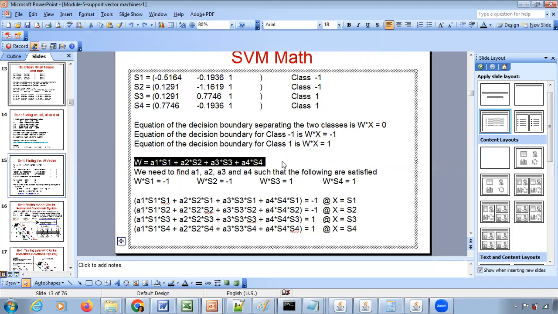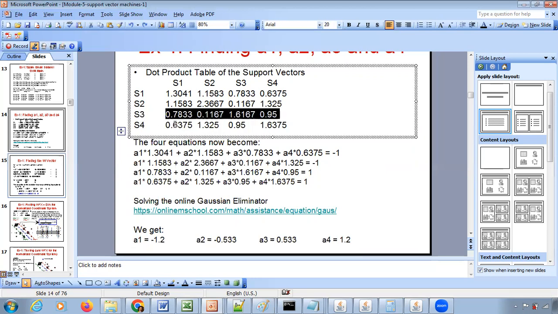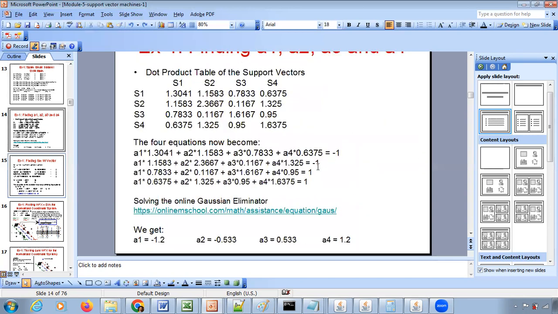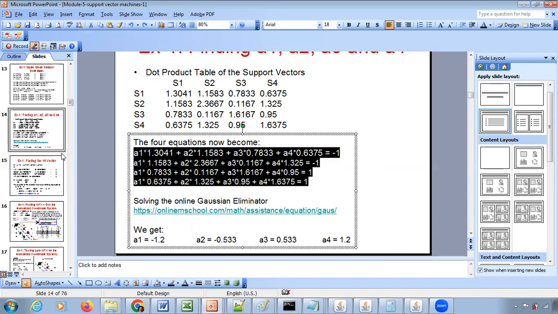And we need to find A1, A2, A3, A4, so show the dot product table and write the 4 equations. That's good enough. Similarly, with S3 it is A1 times 0.7833 plus A2 times 0.1667 plus A3 times this plus A4 times 0.95 equals 1, because S3 is with class 1. And the last one is A1 times this, plus A2 times this, plus A3 times this, plus A4 times this, equals again 1. So these are the 4 simultaneous equations that we now need to solve to find A1, A2, A3, A4.